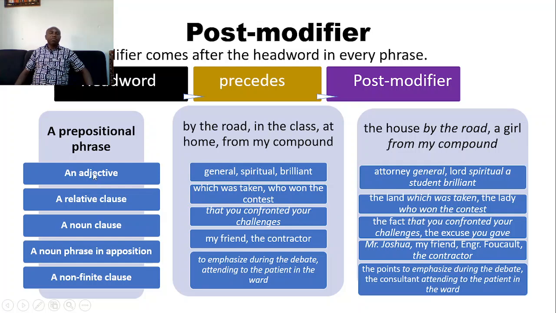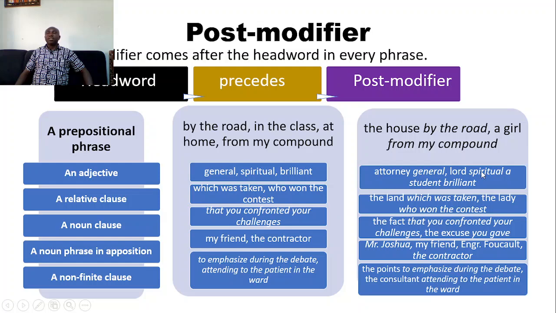An adjective does not only premodify a noun, it can also post-modify a noun. For example, we have general, spiritual, brilliant. For example, attorney general. The general in attorney general is an adjective that post-modifies the noun attorney. Lord, spiritual.